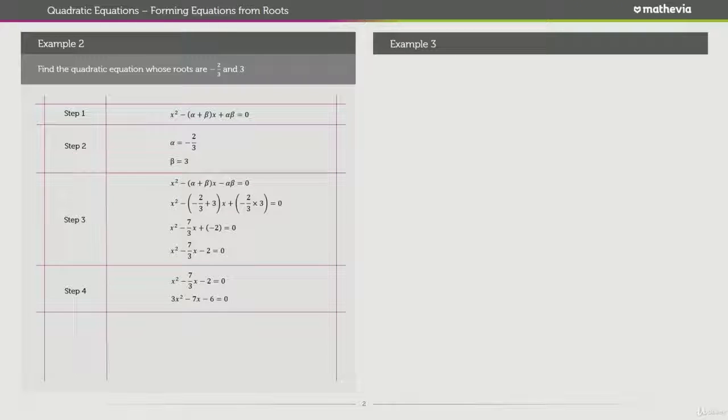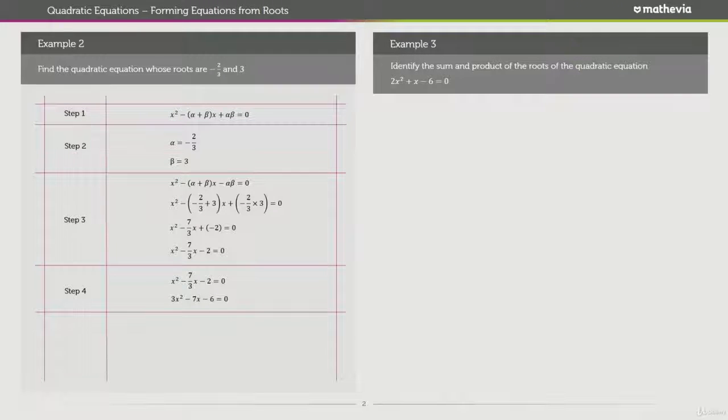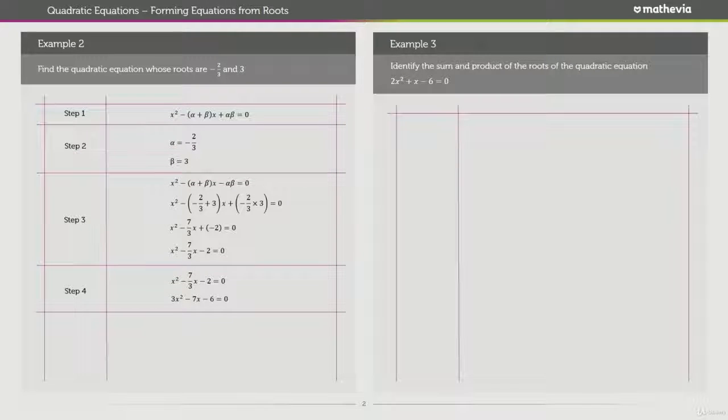Now, finally, one more example, example 3. Example 3 says identify the sum and product of the roots of the quadratic equation 2x squared plus x minus 6 equals 0. So we have a quadratic equation here, and we're looking to find the sum and product of the roots. Now you could go ahead and solve the full quadratic equation, get the roots, and then find the sum of your roots and the product of your roots, or you could just apply this formula.